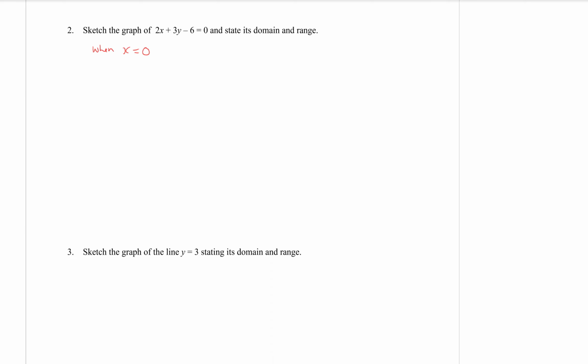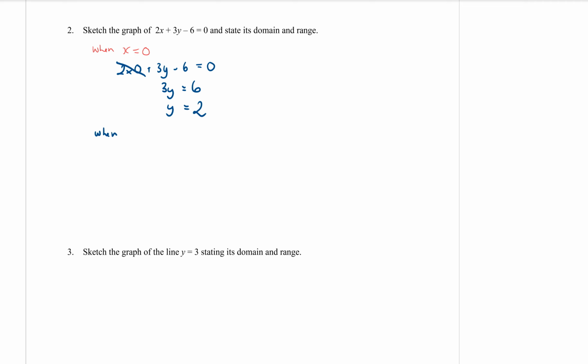subbing x equals 0 first into that equation, I would get 2 times 0 plus 3y minus 6 equals 0. Now the 2 times 0, you can cross that out straight away. 2 times 0 is 0. It's not going to do anything. So I have 3y minus 6 equals 0, which I want to solve for y. So first of all, add the 6 across to the other side. 3y equals a positive 6. Then divide by 3, which means that y equals 2. Okay, that is my y-intercept.